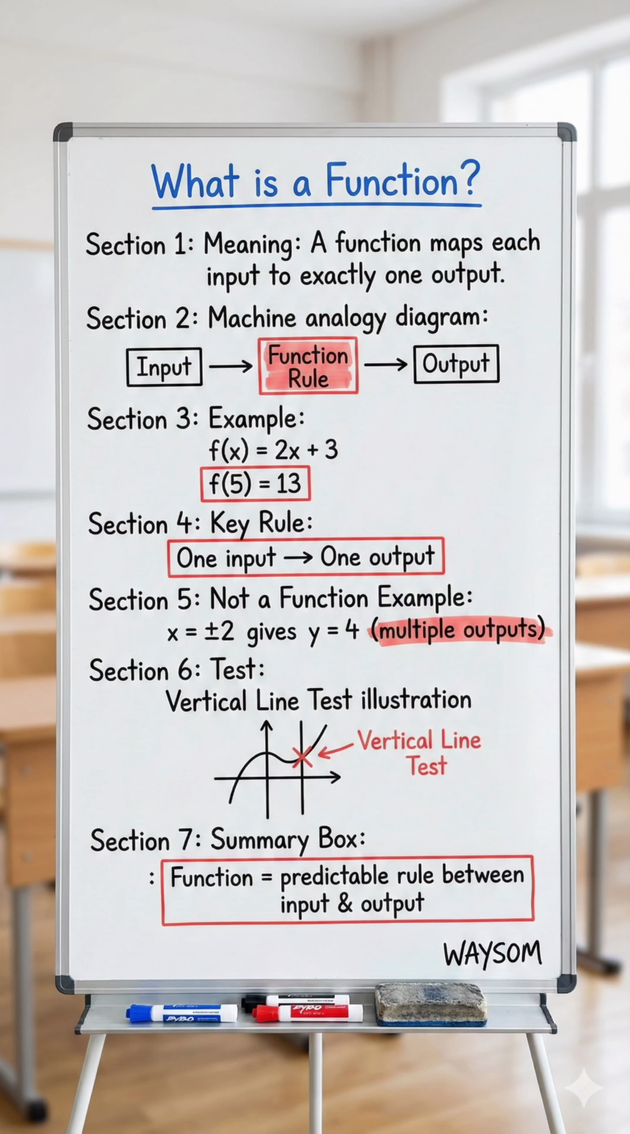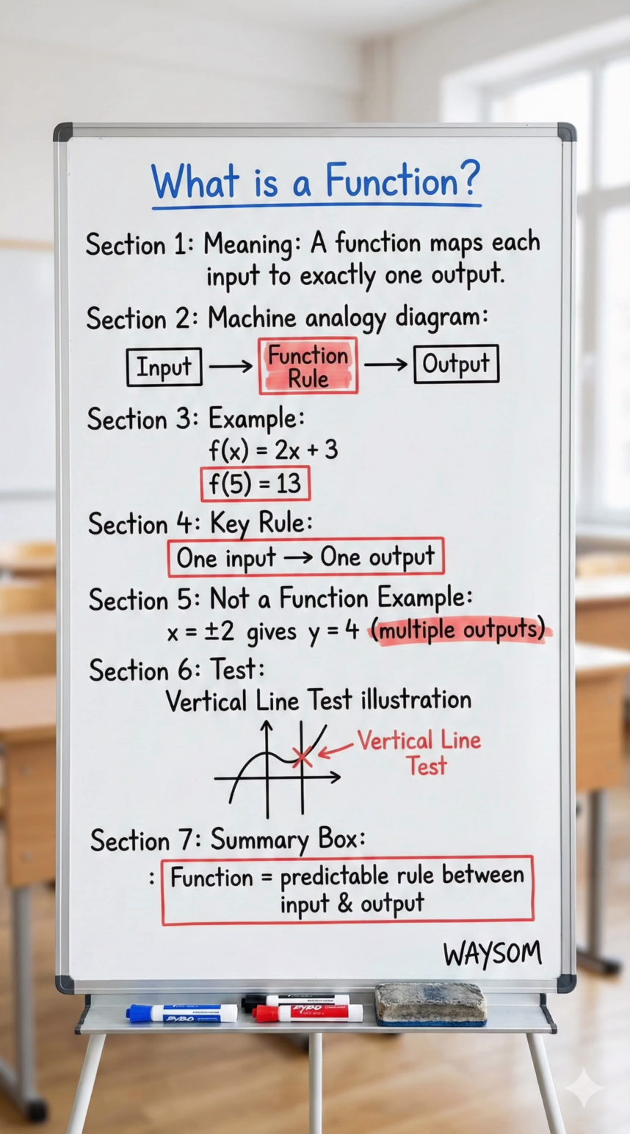Now focus on the diagram in the middle. Think of a function like a machine. You send in an input, the machine applies a rule and produces an output. For example, on the board we have f of x equals 2x plus 3. If we feed the input 5, the output becomes 13. This shows how the rule transforms the value.